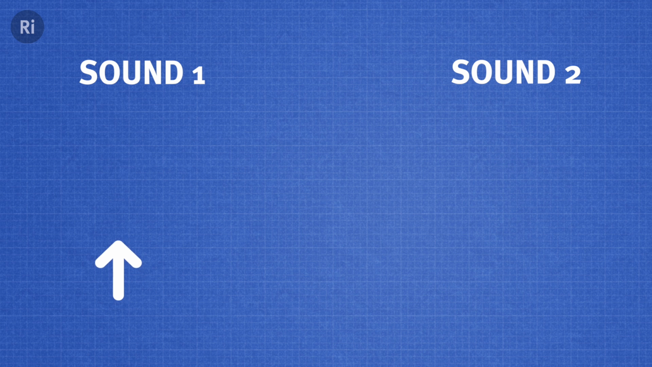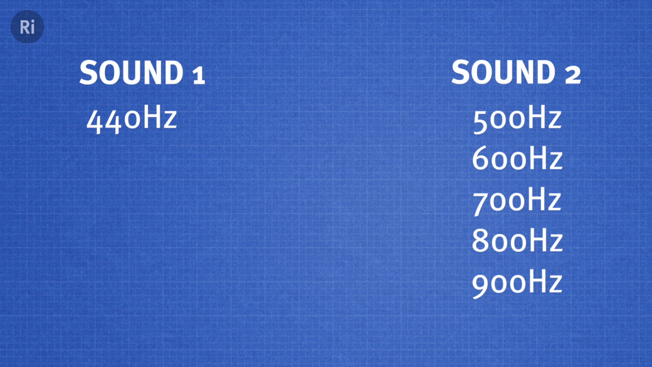But that's really weird. The first sound was a tone of 440 Hertz. The second sound was comprised of a bunch of tones, all of which were 500 Hertz or above. And yet, the second sound sounds lower than the first. That's really strange. We normally think of pitch as being determined by the frequency of a sound.